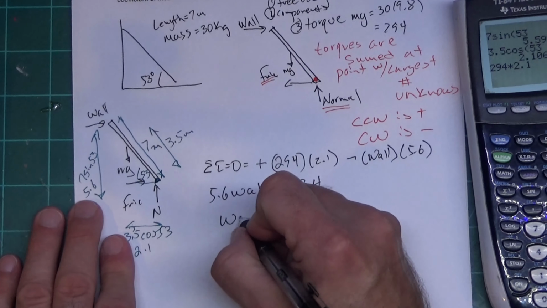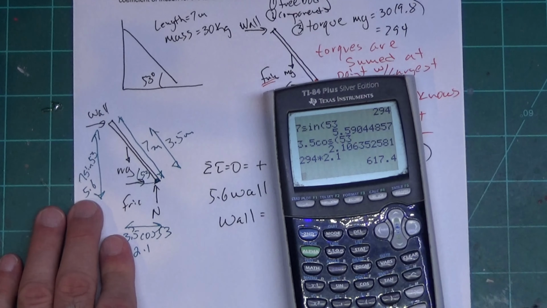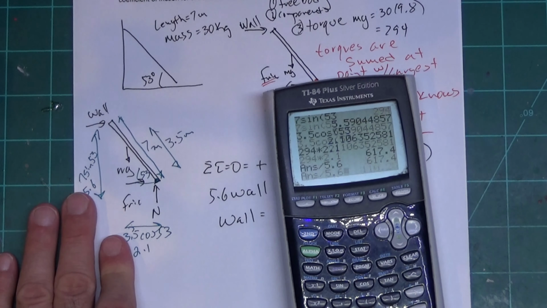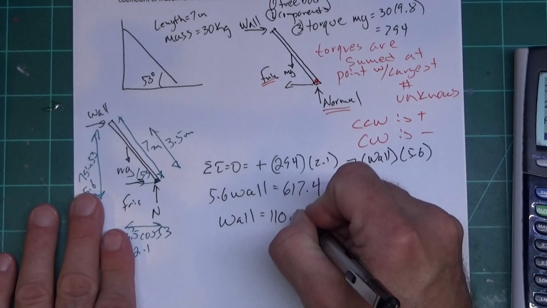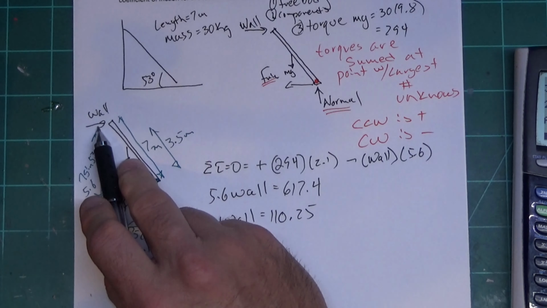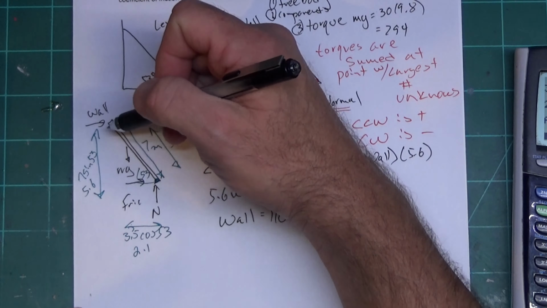So I can find the force at the wall. We're going to divide that by 5.6, and I get 110.25. So that gives me this force right here. And again, there's no vertical force because there's no friction. There's nothing keeping the ladder from sliding up and down. The only thing that keeps the ladder from sliding is friction here, which I drew incorrectly. Should have been this way. It's correct over here, however.